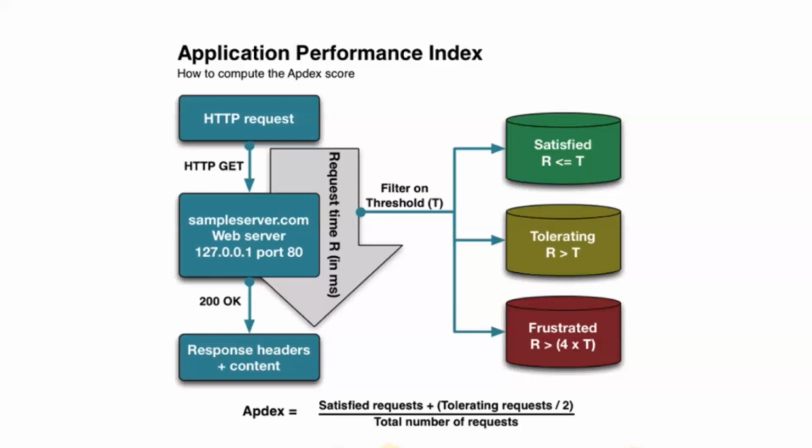But who decides this 4 times T? This is the algorithm. R is real, T you set up. It can be 3x or 5x, right? No, no. This is hard coded. 4x of T is hard coded. So if R is greater than 4x of T, those people will be frustrated. This is the hard coded rule. You can only decide T in this. R will be decided by your end user. Based on this, these people will be in the satisfied bracket, tolerating bracket, or frustrated bracket. You can't change the 4x.